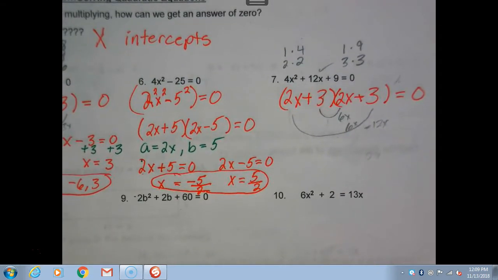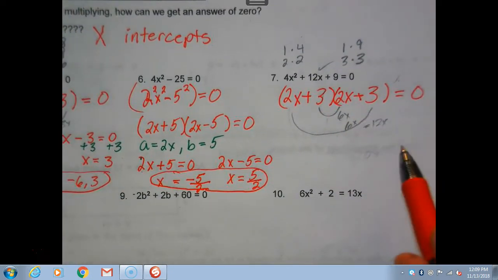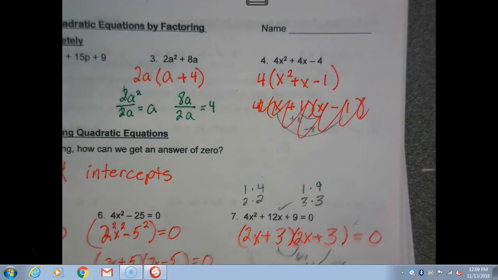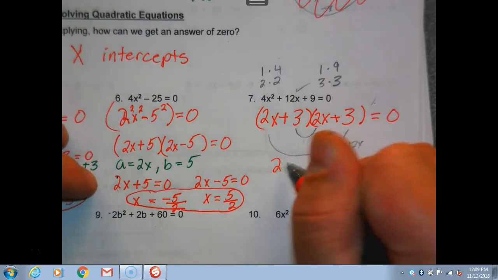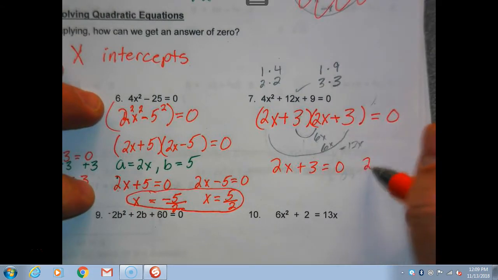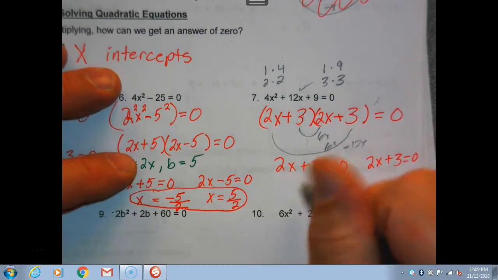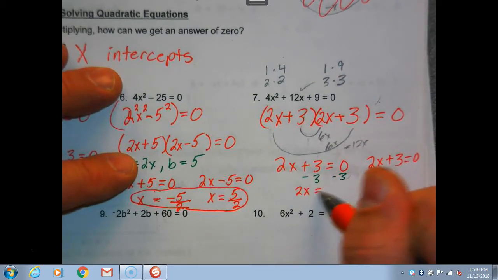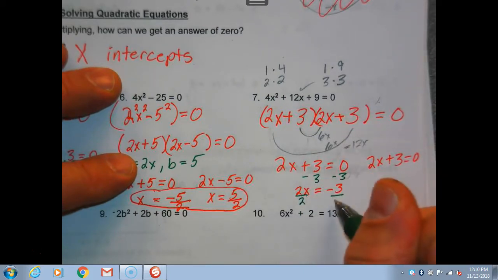Okay, solve for x. Because I have an equal 0. These didn't have an equal 0, so I didn't have to solve for x. Okay, this one, 2x plus 3 equals 0. This one, 2x plus 3 equals 0. Okay, subtract 3. And then we're going to divide by 2. So x equals what? Negative 3 over 2, right?